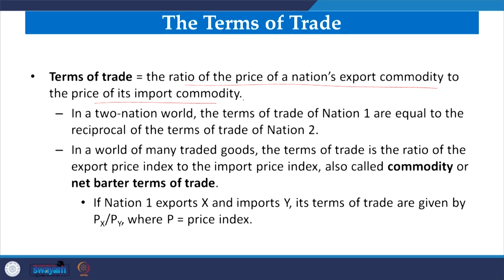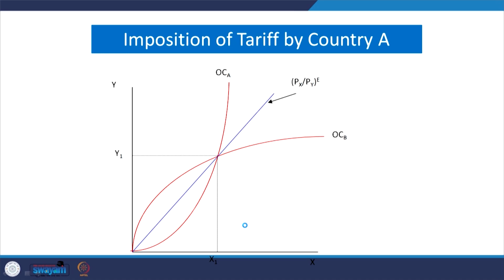Broadly, it is explained with commodity terms of trade, or net barter terms of trade. In a world of many traded goods, the terms of trade is the ratio of the export price index to the import price index. These are called net barter terms of trade because we are concerned with the exchange of commodities. So, if nation 1 exports X and imports Y, the terms of trade is given by Px by Py, where P is the price index.